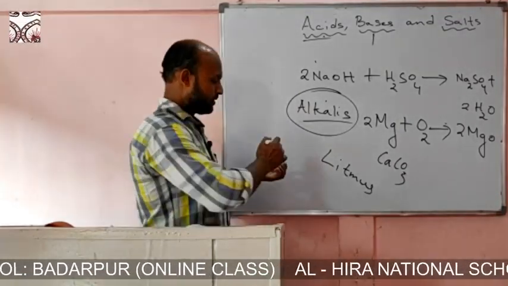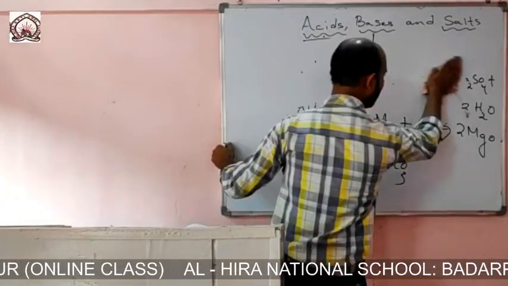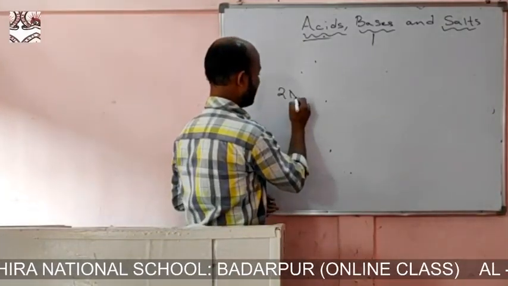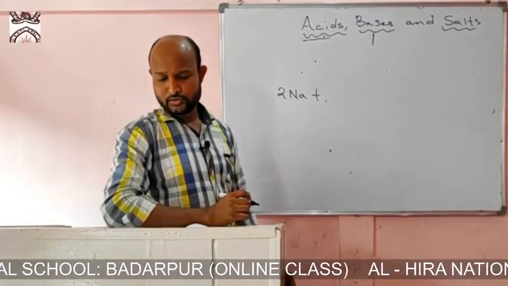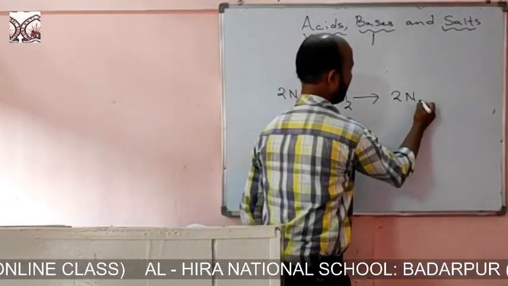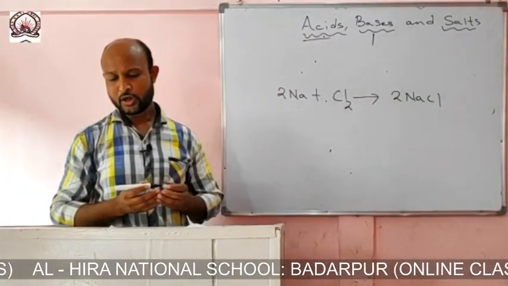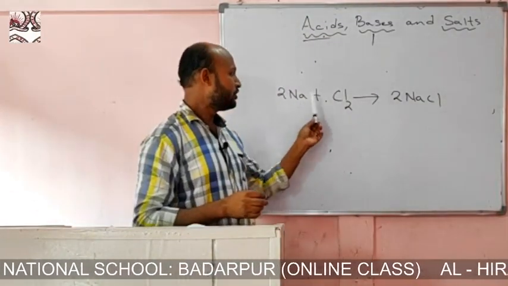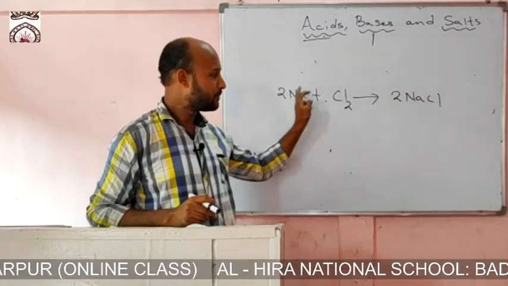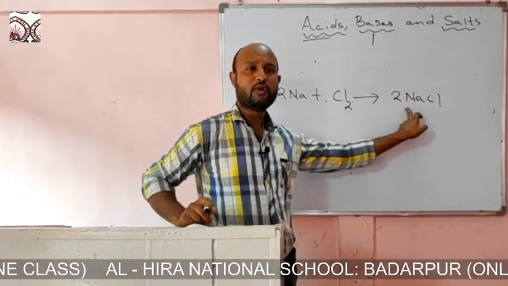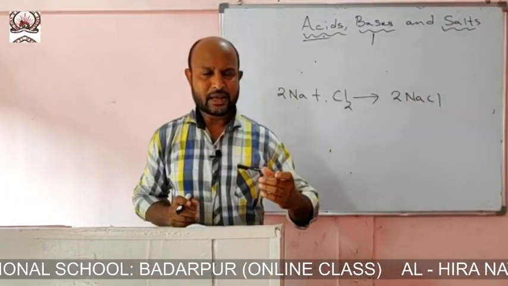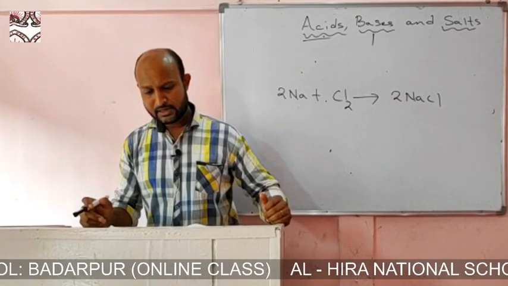For example, sodium: 2Na, that is 2 atoms of sodium, when it reacts with 2 atoms of chlorine, it gives 2NaCl, that is sodium chloride. So what happens here is that two different elements come in direct combination. When sodium comes in direct combination with chlorine, it leads to the formation of sodium chloride, which is a salt.